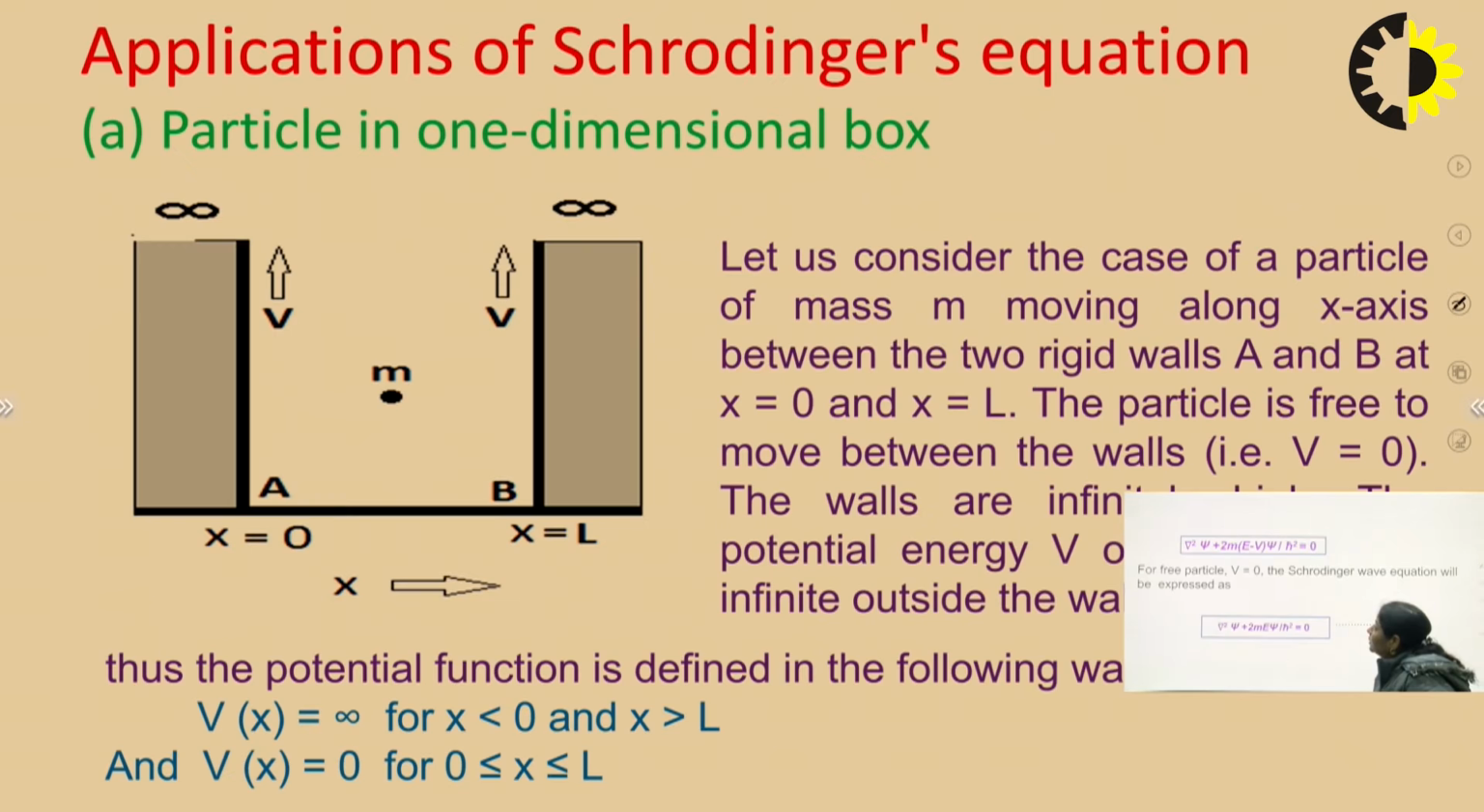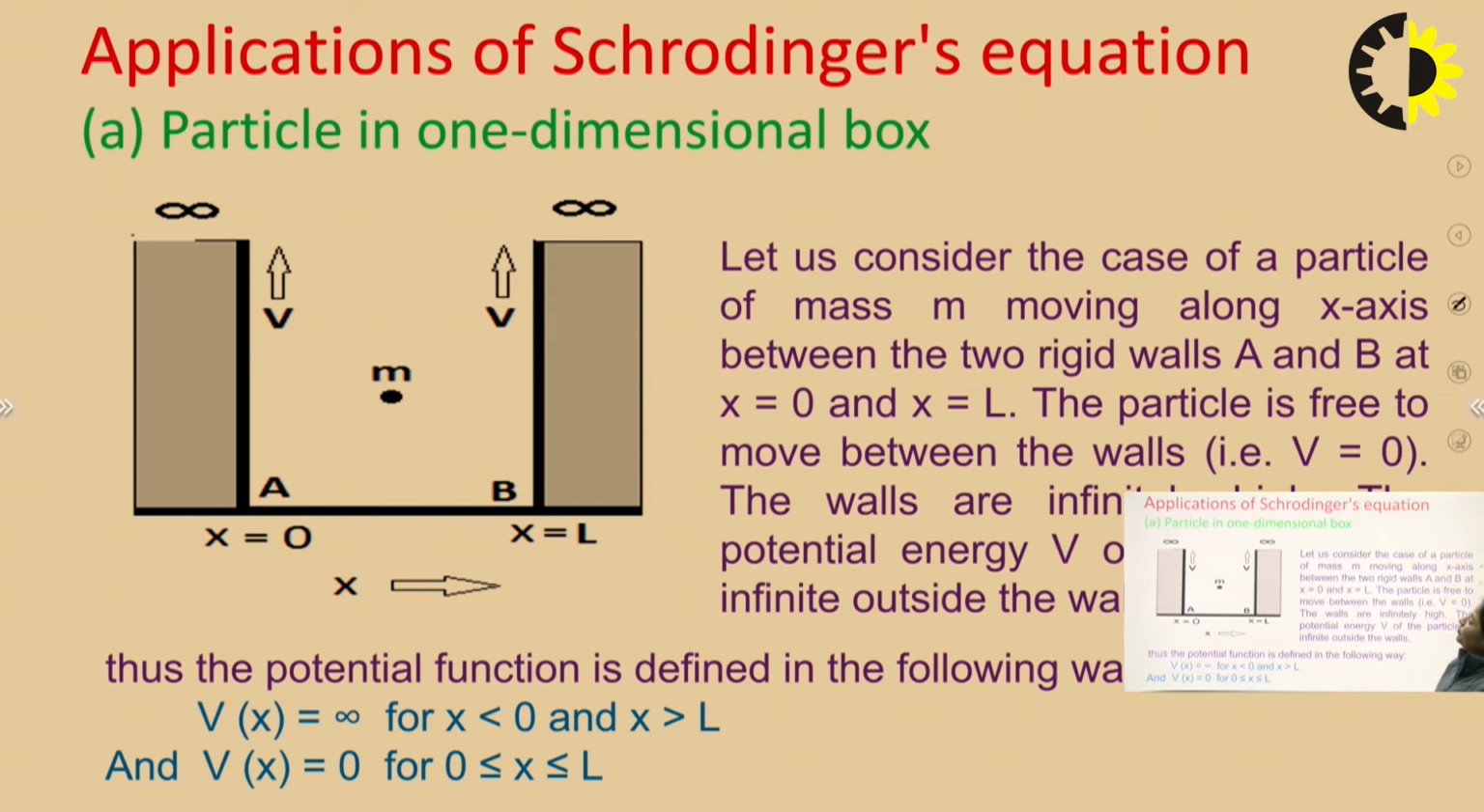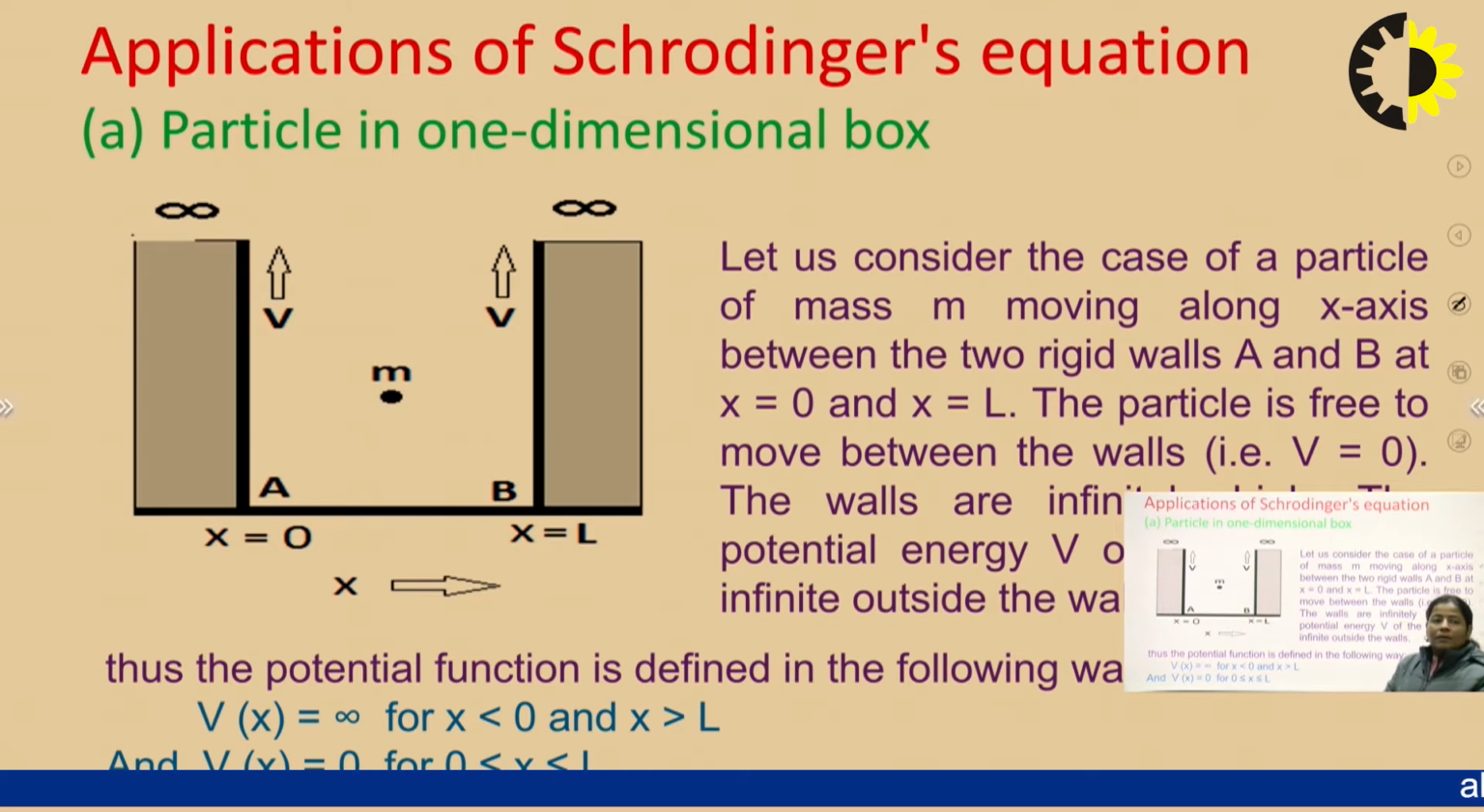So now we move on to the problem. This is the problem, particle in a one-dimensional box. We have to study the motion and the properties of the particle which is present in this one-dimensional box. You can see this box, it is a one-dimensional box, and you can see that this point M represents the position of the particle which is present inside the box. And this problem is selected so that the application of the Schrodinger equation can be studied.